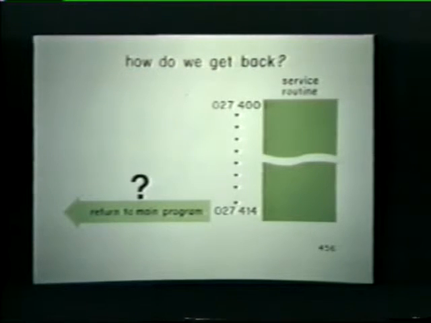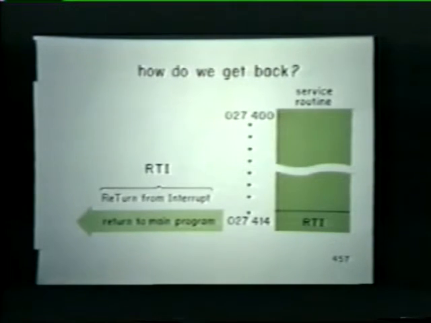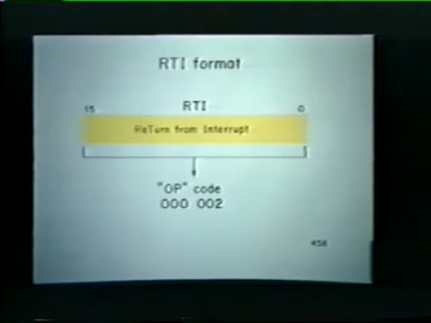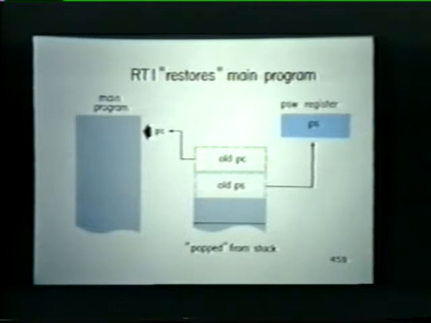Once we've gone through the entire service routine, how do we get back to the main program? How do we return? Returning to the main program is accomplished by a single instruction, RTI, return from interrupt. The RTI format is very simple. The entire instruction word is an opcode of 000002. An RTI instruction restores the main program by simply popping the program PC and the PS word from the hardware stack. Remember, these two items had been pushed onto the stack by the interrupt.